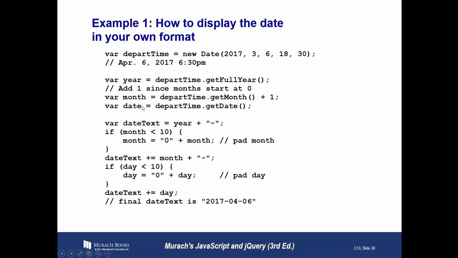Here's an example that's shown on page 393 of how to display the date in your own custom format. You first create a new date object with a date and a time. Then you extract the year, month, and date. You add 1 to the month number so it's not month 0. Then you build a text string so this looks a little bit nicer. All right, so it looks more like this.